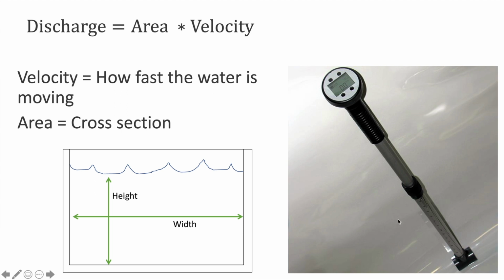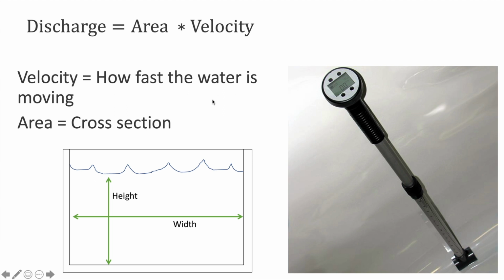This is what our velocity meter at the Perry Center looks like. It has a little propeller down here at the bottom that spins that tells you how fast your water is moving. And then the computer up here can report it in meters per second or feet per second. So it's going to tell you how fast your water is moving past you.